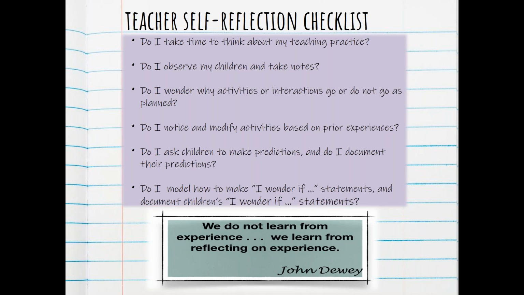We talked earlier about how children can make mistakes and they're going to learn from those mistakes. We too, as adults, are learning from our mistakes, but we have to take the time to reflect and think about how we got there and what can we improve. Do I notice and modify activities based on prior experiences? Do I ask children to make predictions? And do I document their predictions? Do I model how to make I wonder if statements and document children's I wonder if statements?